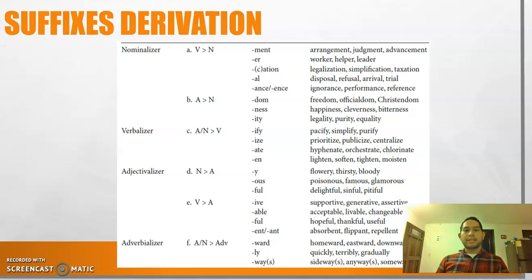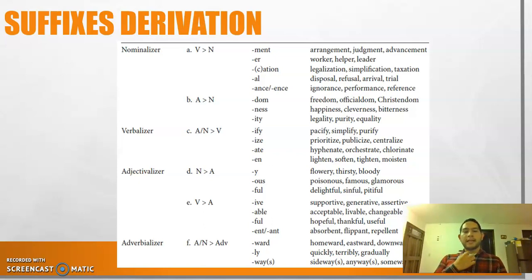The adjectivalizers. This happens when a noun changes to an adjective. For example, if you have suffixes like y, ous, ful, ive, able. Let's see the samples. For example, from the word support, if you add ive, it would be supportive. Now it's an adjective. Or from hope, it was a noun. Now it changes to an adjective with ful, hopeful.